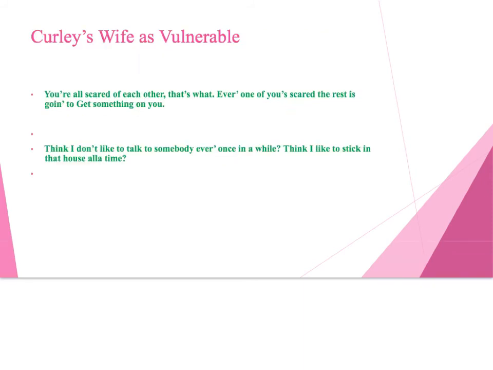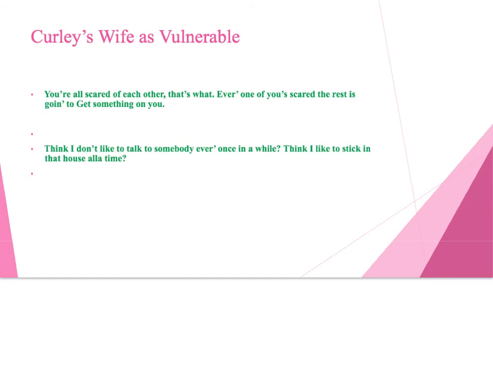But then Steinbeck wants us to understand her. That's a key thing, that if you understand a person, it's more likely to lead to love than to hate. And she says to Lenny in the barn when they meet in chapter 5, "You're all scared of each other." Everyone, if you're scared, the rest is going to get something on you. And she understands men. Why? Because she's in a situation where she's scared too. The reason that she understands that particular point of view is because she's in that point of view too.